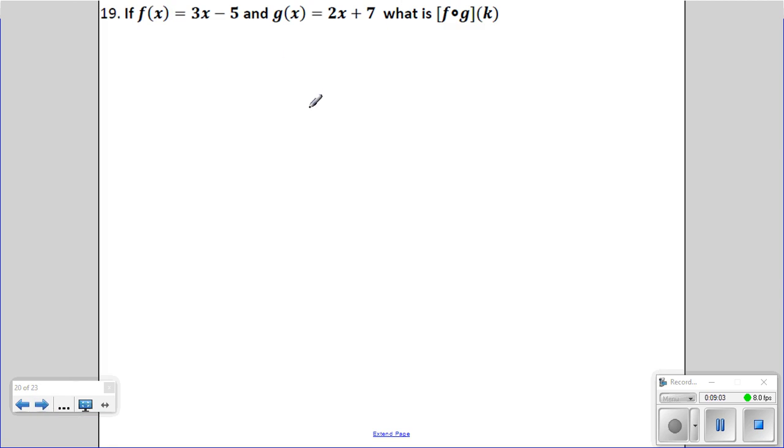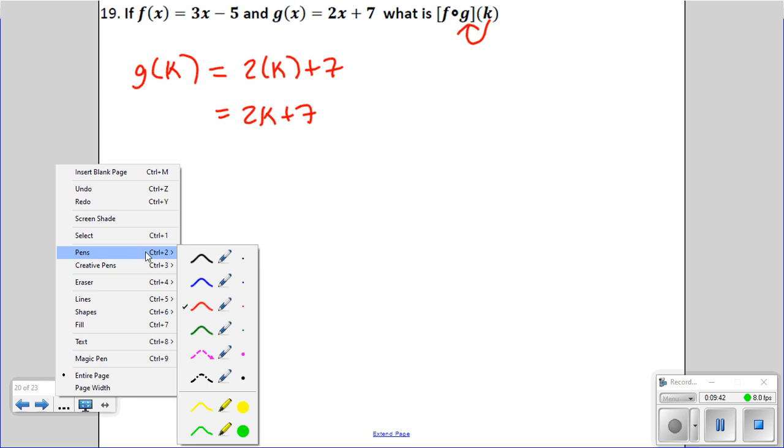Now we have 19 where we have to do a composite. And again, whichever function is closest to the parentheses is who gets affected first. So g will be affected. And what are we gonna do with g? We're gonna take k and substitute it for every x value. So we're gonna find g of k. So g of k is equal to 2 times k plus 7, which is simply 2k plus 7. No, I cannot combine 2k and 7. This is all I can do with it.